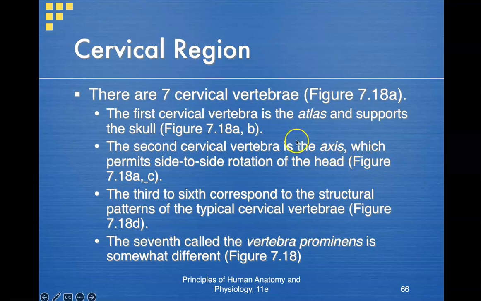I think the easy way to remember this is T comes before X. Or you can think the atlas is going to rotate around the axis. I'll show you this in just a minute. Then C3 to C6 are your very typical cervical vertebra. And the seventh one is the special one called vertebra prominens, but we're not going to talk too much about that one.